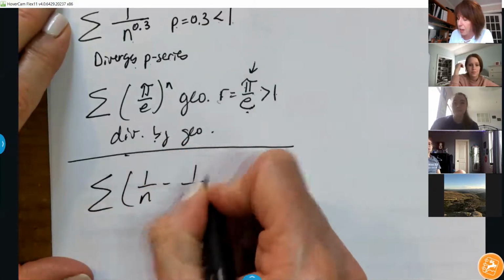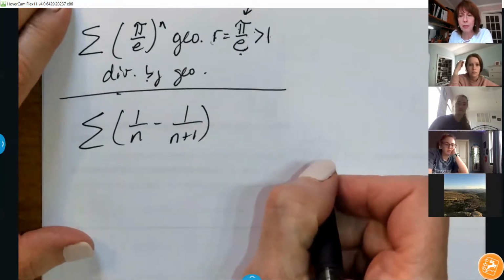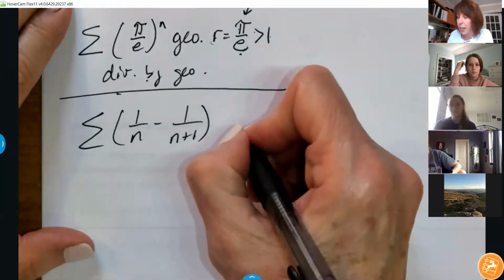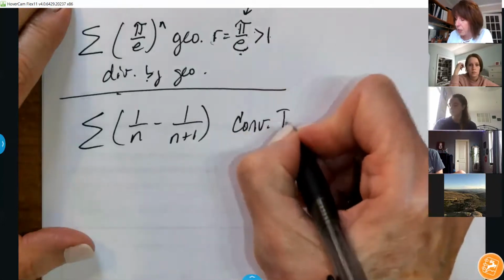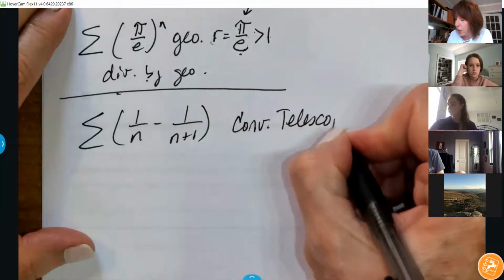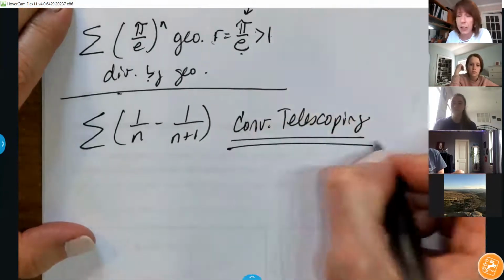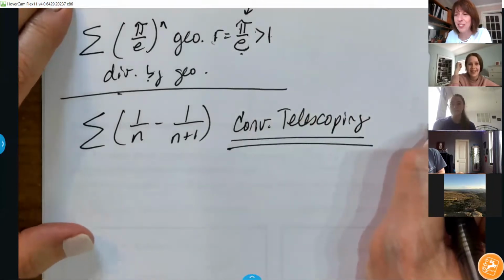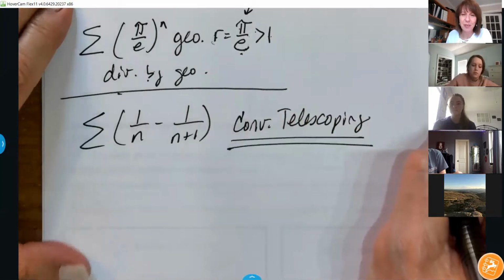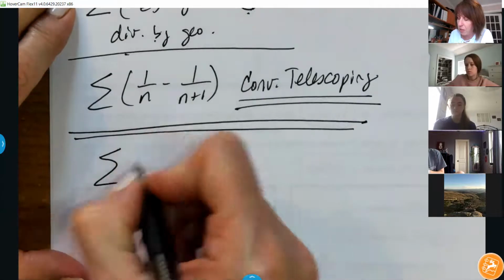Haven't done one of these in a while. What does this do? It's a telescoping series. Good. And all telescoping series converge. This is the only one that I don't need you to show me any work on. If you just say that, you get full credit. 4 points. All right. So that's the one that I don't need to see any work on. What would you do with this one?